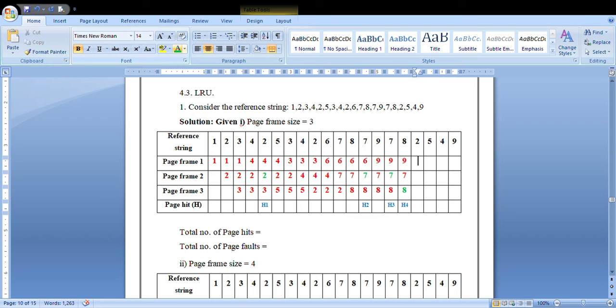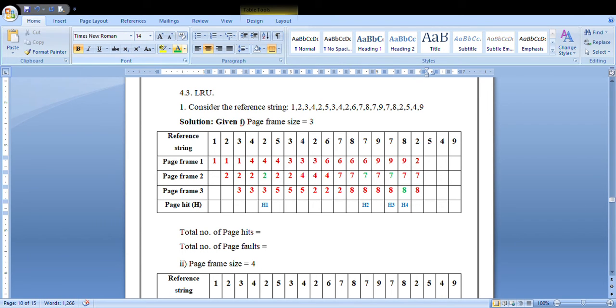This is your page 4. Next is 2. This is a new page. For this new page you need to allocate the page frame by replacing the oldest page. Here 9 is repeated for 3 times, 7 is repeated for 2 and 8 is existing for only one time. So here 9 is the oldest one, replace 9 by 2, 7, 8.